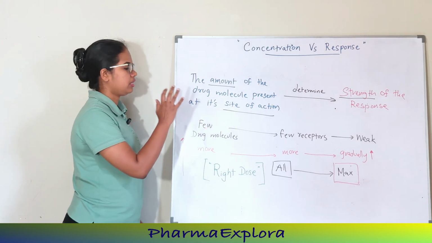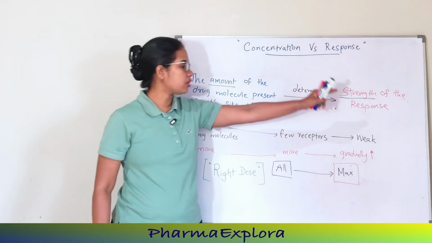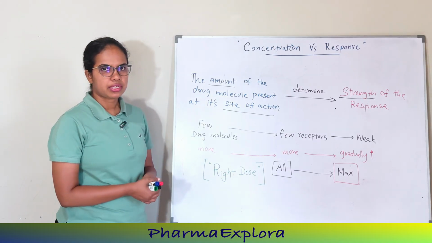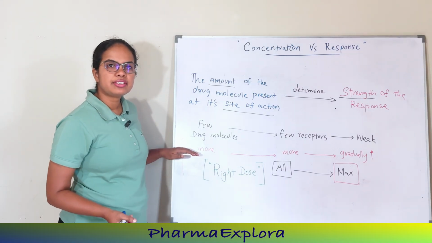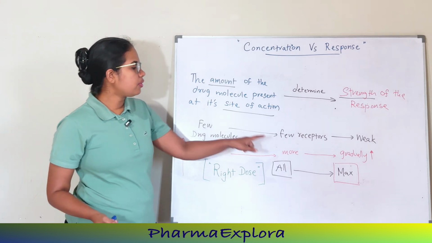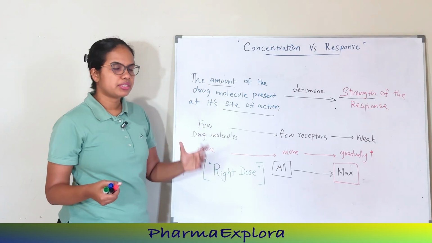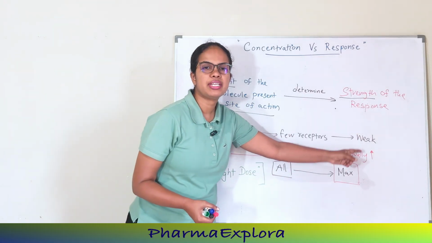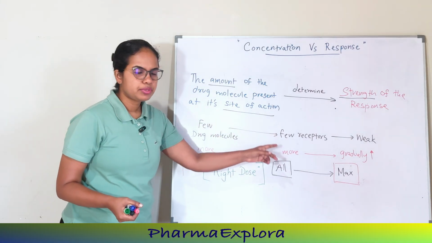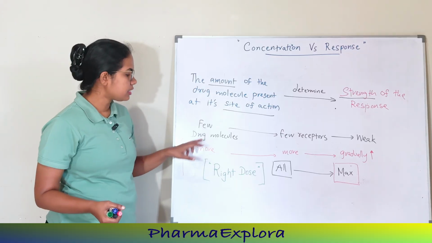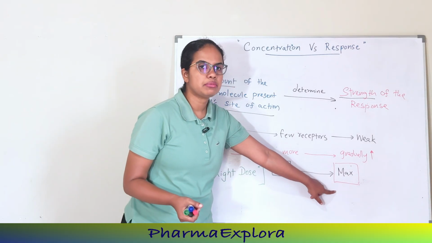At the site of action, only a few drug molecules are present, so only a few receptors will be occupied and the response will be weak. If we increase the dose or the concentration of the drug molecule, more receptors will bind, as the drug molecules go and find more receptors, and the response will gradually increase. And there will be a point where all the receptors will be occupied with these drug molecules. So that is the point where you can get the maximum effect.